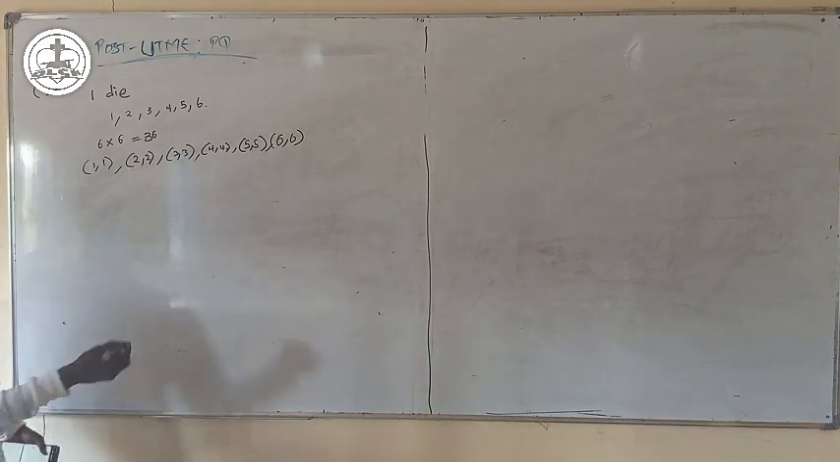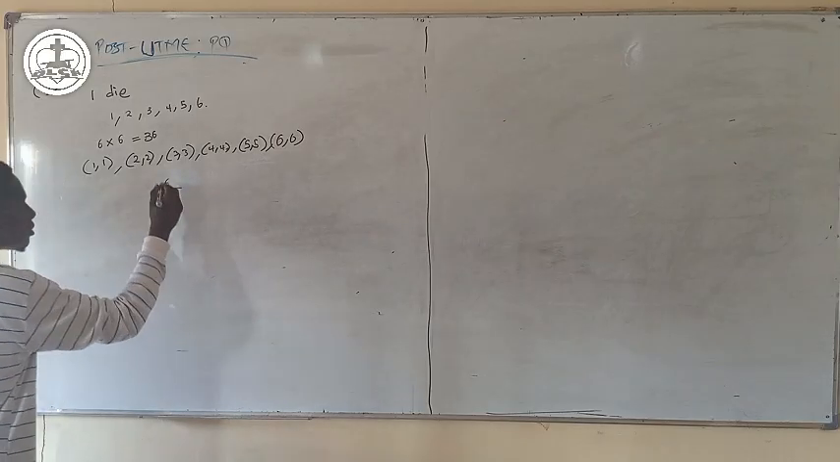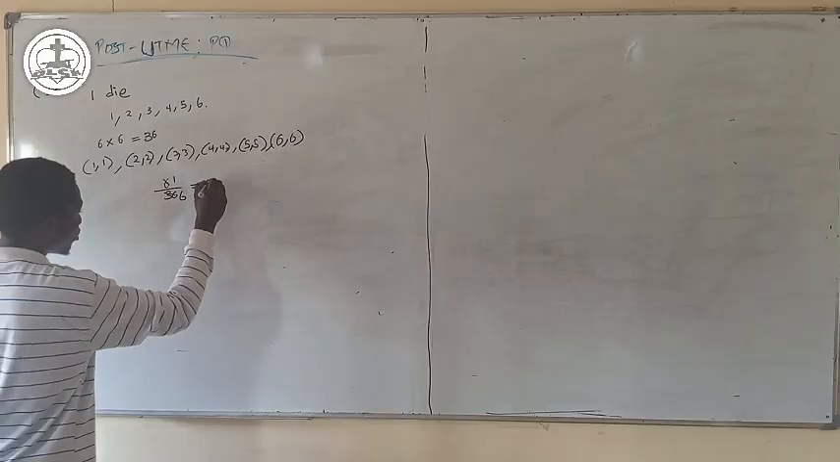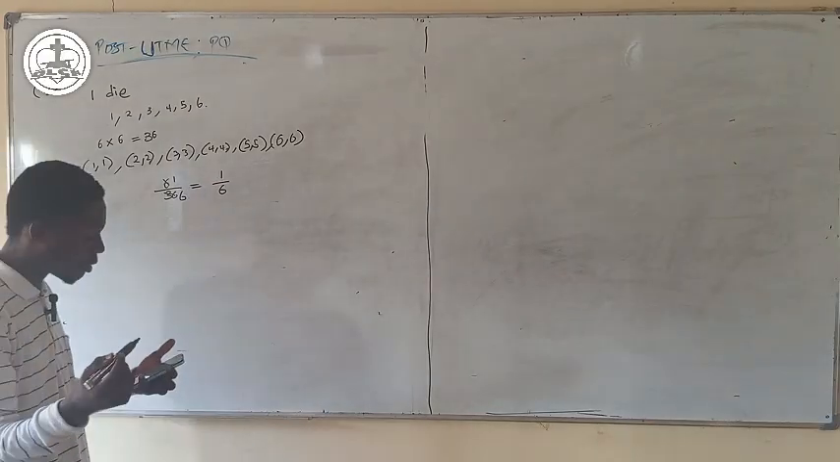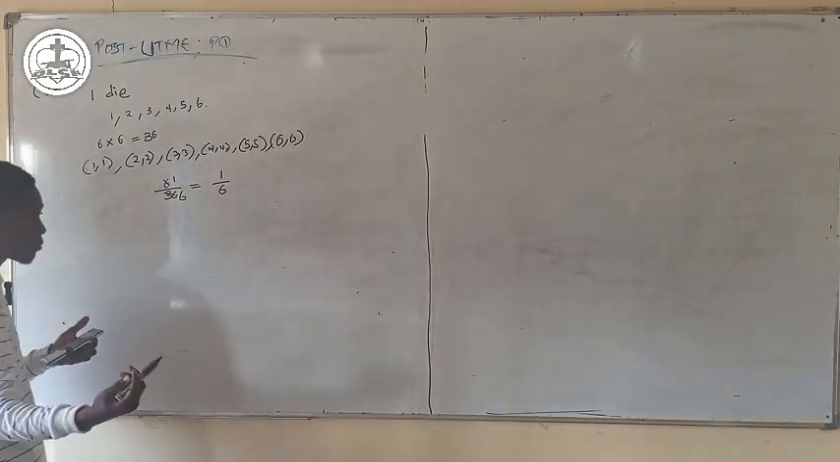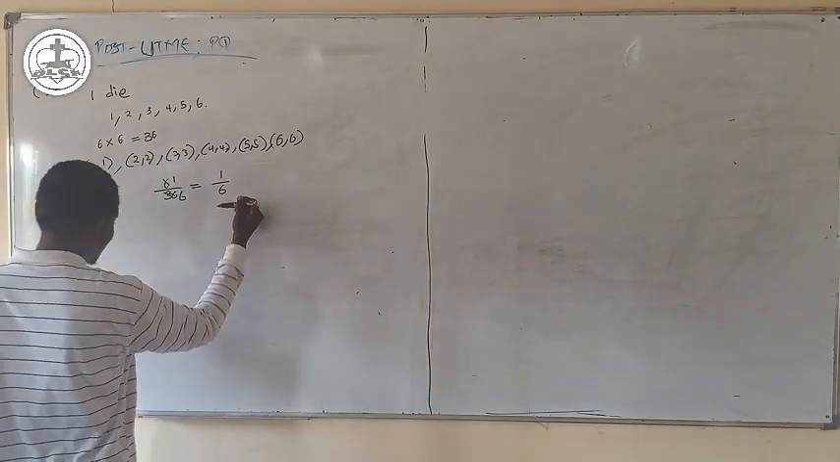So what is the probability of picking the same number? It's simply 6 out of 36. We know that this can be simplified: this here is 1 and this here is 6. So the answer to this question, the probability of obtaining 2 same numbers when 2 dice are rolled, is 1 over 6.